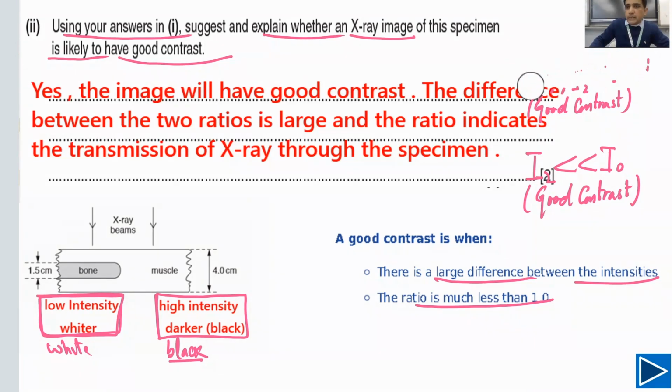Let me clean this one so you can see the full answer. So in this case, simply this is what you need to write down. I hope this is clear to you.